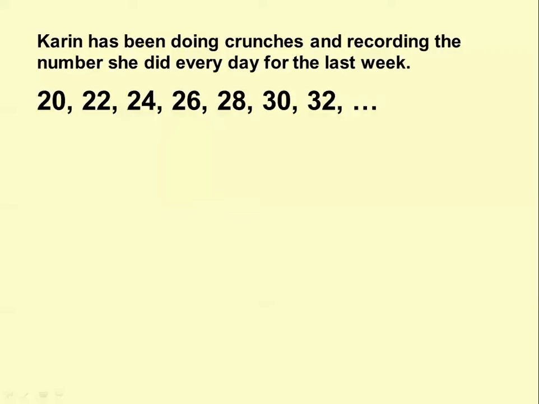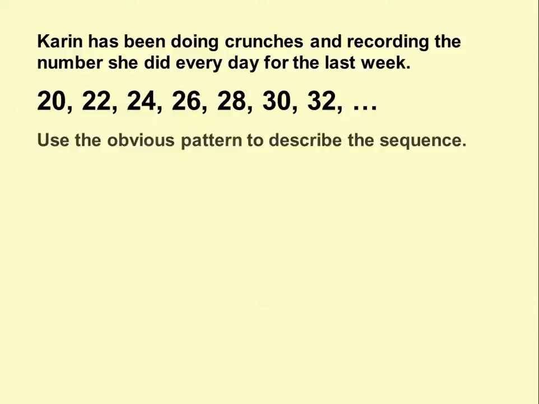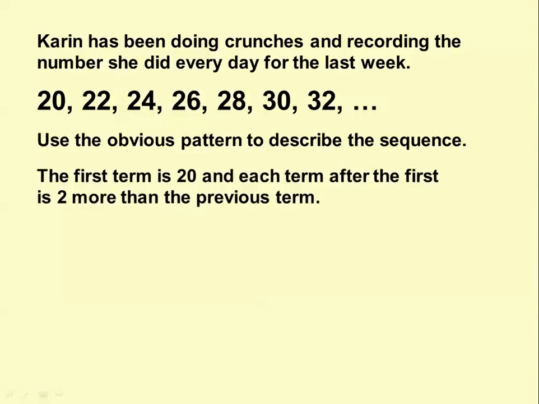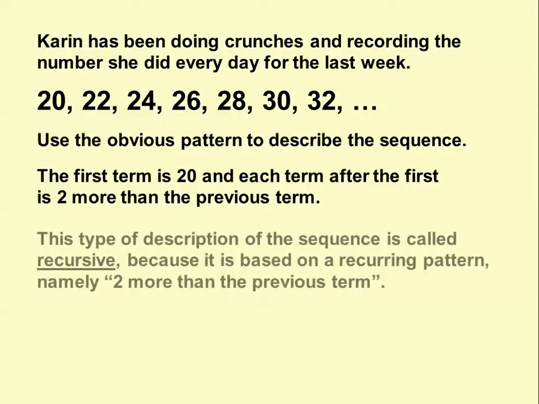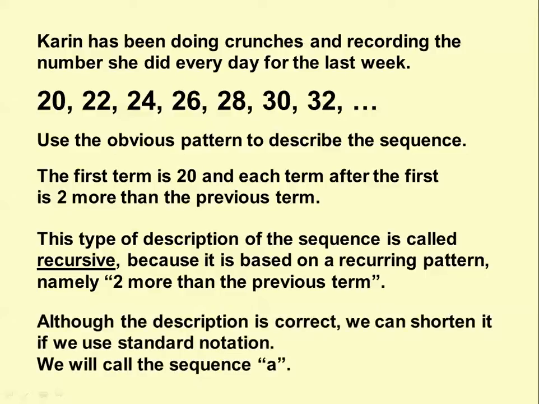Think about how you would describe that list of numbers to somebody. There's an obvious pattern. The first term is 20, and each term after the first is 2 more than the previous term. So this type of description of the sequence is called recursive because it is based on a recurring pattern, namely 2 more than the previous term.